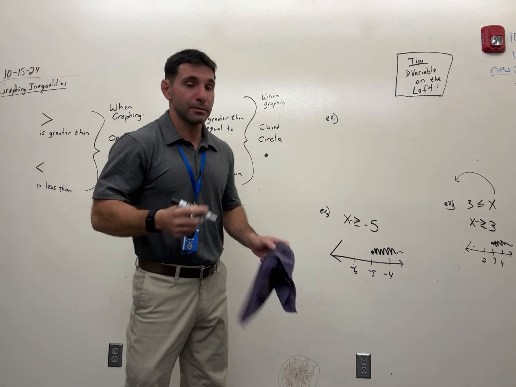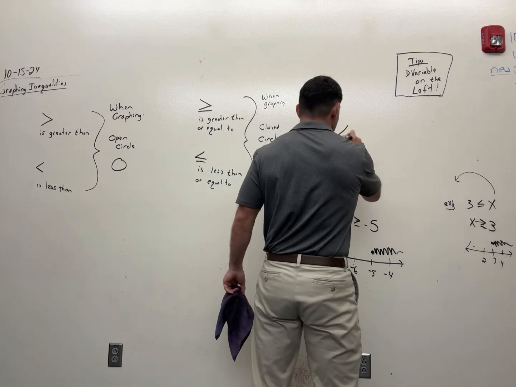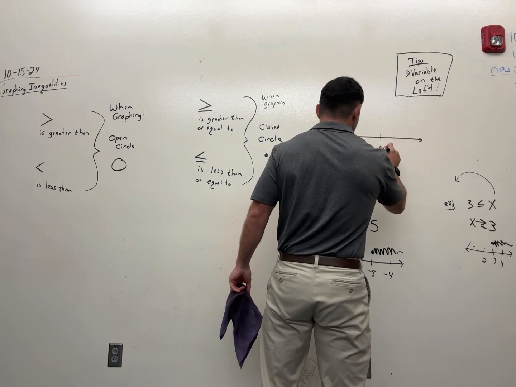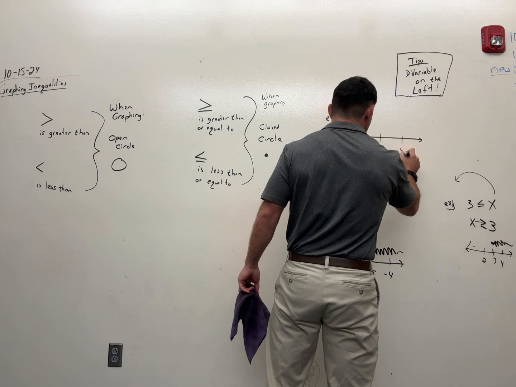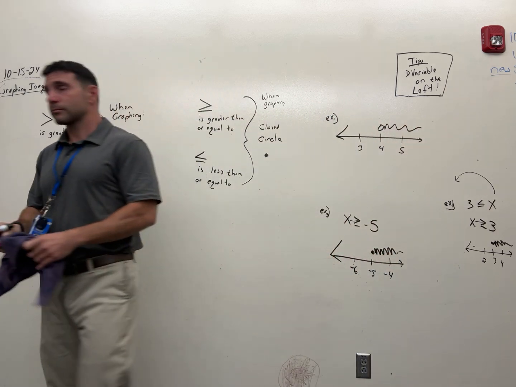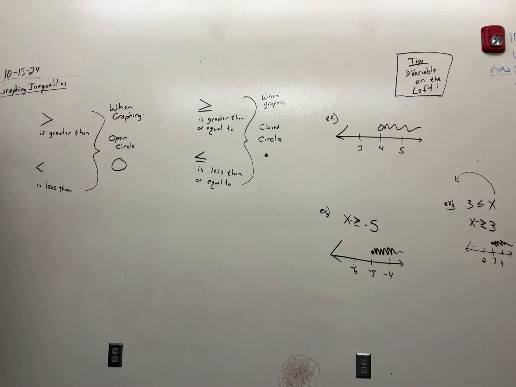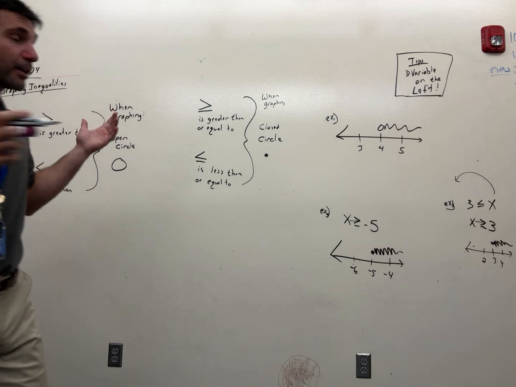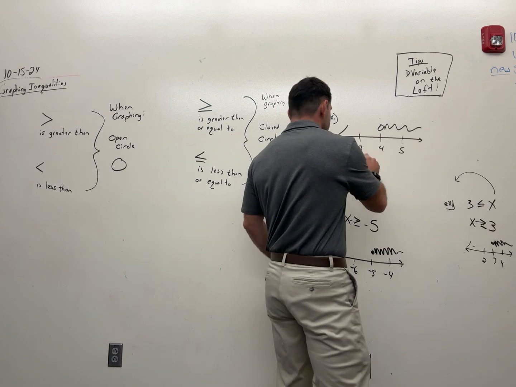Write the inequality. So here's how we're going to write the inequality. We always start with whatever variable it gives us. In this case, we're going to use x.